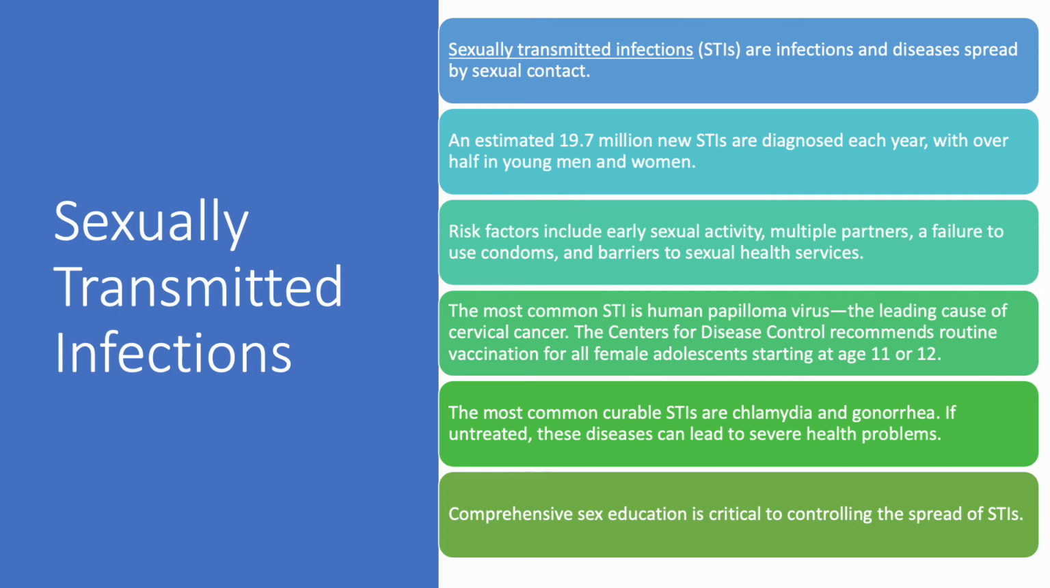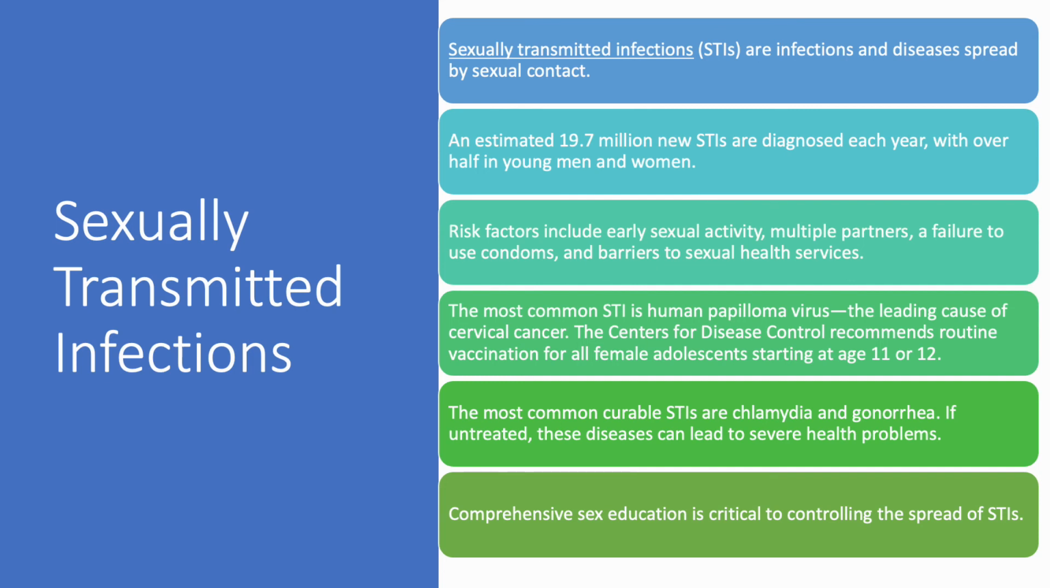Sexually transmitted infections are infections and diseases that are spread through sexual contact. It is estimated that 19.7 million new STIs are diagnosed each year, with over half in young men and women. Risk factors include early sexual activity, multiple partners, a failure to use condoms, and barriers to sexual health services. The most common STI is human papillomavirus, which we call HPV, the leading cause of cervical cancer. The Centers for Disease Control recommend routine vaccination for female adolescents starting at age 11 or 12. It is also now recommended that young males are also vaccinated for HPV. The most common curable STIs are chlamydia and gonorrhea. If untreated, these diseases can lead to severe health problems.